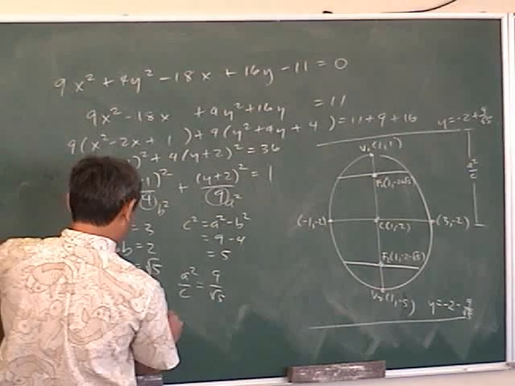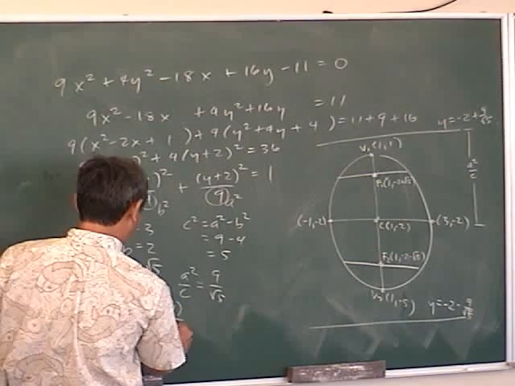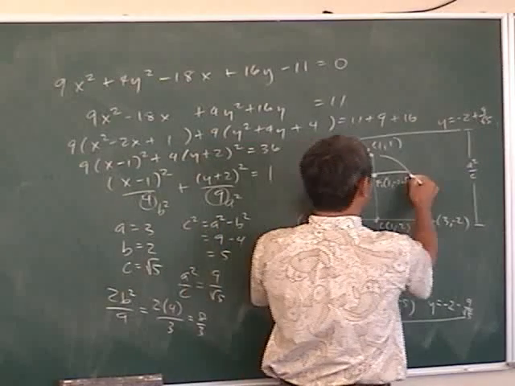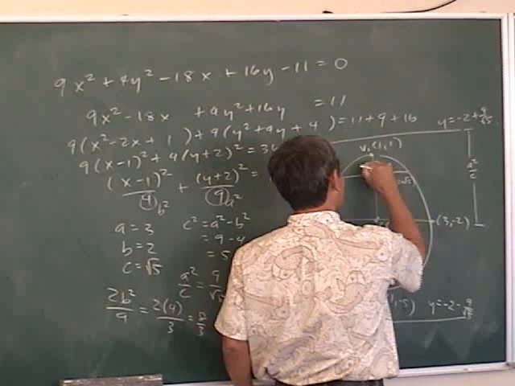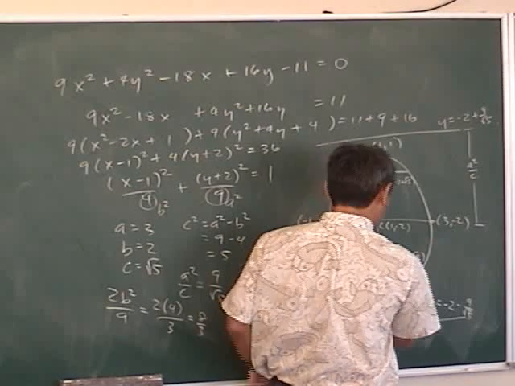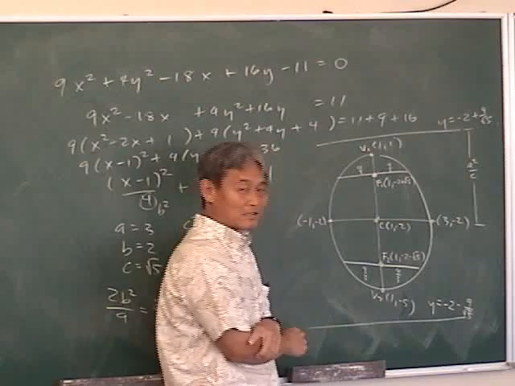2b squared over a. So 2, what is b squared? 4 all over a, 8/3. The length of each lattice rectum is 8/3. So doesn't that mean this is 4/3 and 4/3, and this is 4/3 and 4/3? So to get to the endpoints of the lattice rectum, you just go 4/3 left, 4/3 right. I think you guys can do that, right?